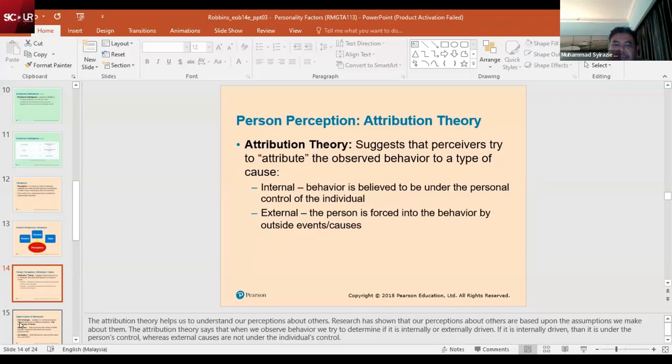First, behavior is believed to be under the personal control of the individual. If you see a person behave in a certain way, it should be either internal, which is behavior believed to be under his or her personal control, or external, where the behavior is caused by outside events or causes that force him or her to behave in a certain way. External may be because of the surroundings, the environment, and so on and so forth. But internal is because of himself.